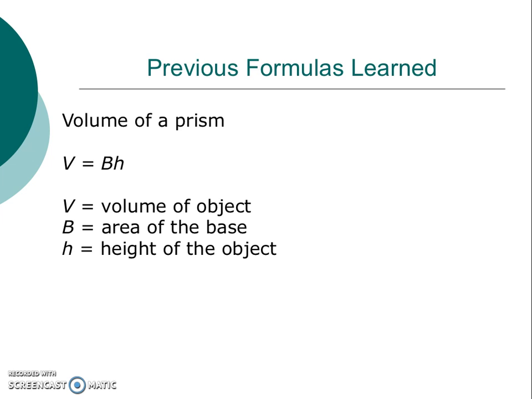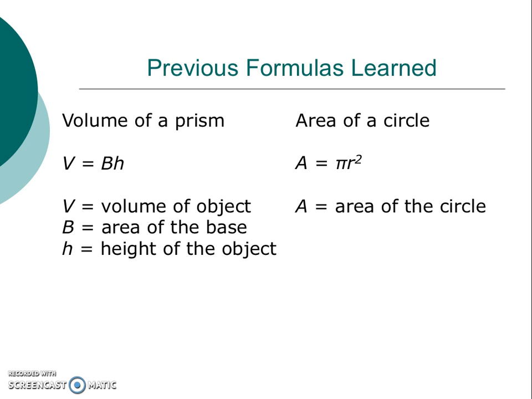The other formula that we needed to remember is our area of a circle formula. That's A equals pi r squared, where A is the area of the circle. Then we've got pi. I generally use the pi button on my calculator rather than 3.14, but if you don't have one, you're more than welcome to use 3.14. And r is the radius.